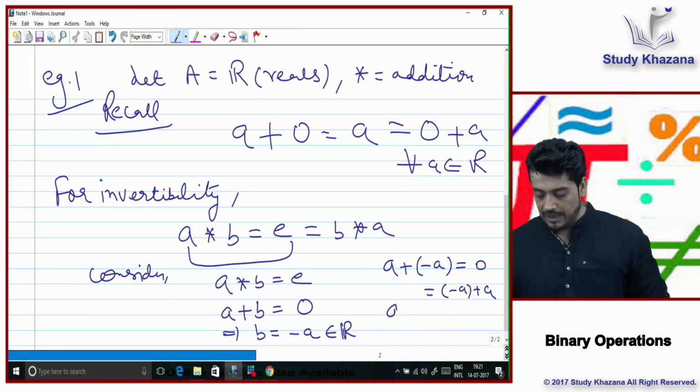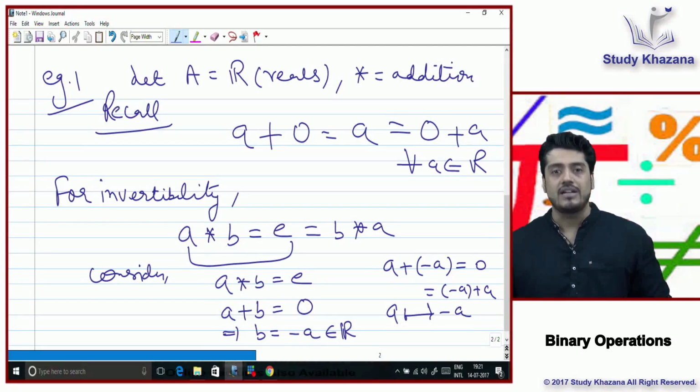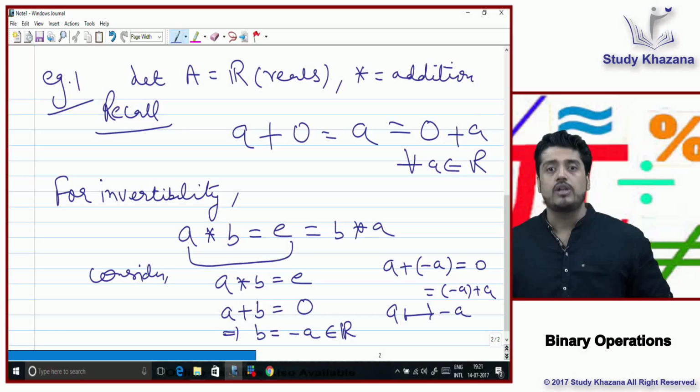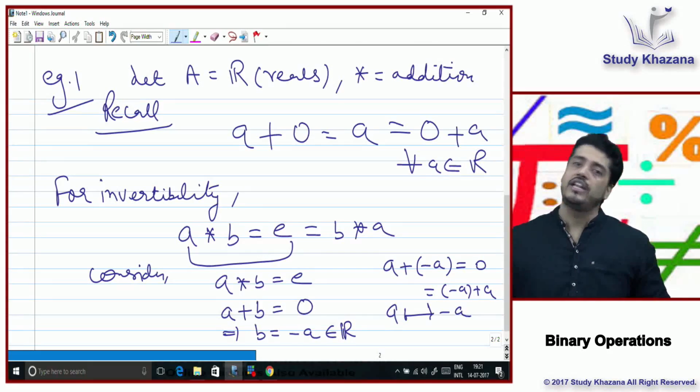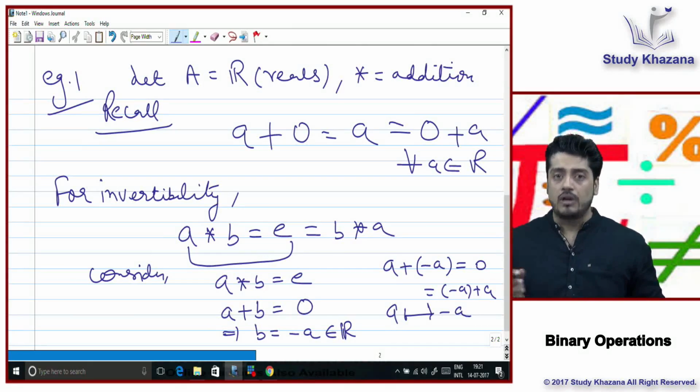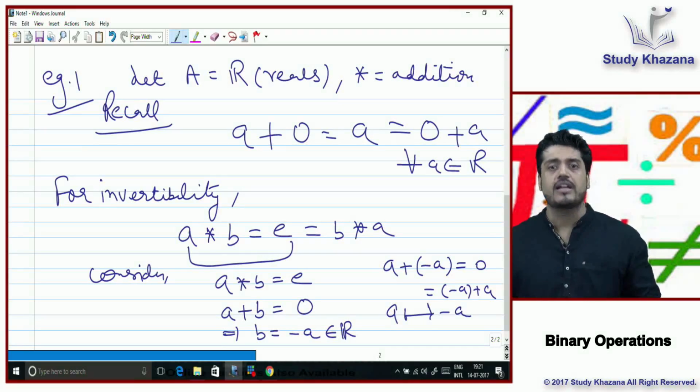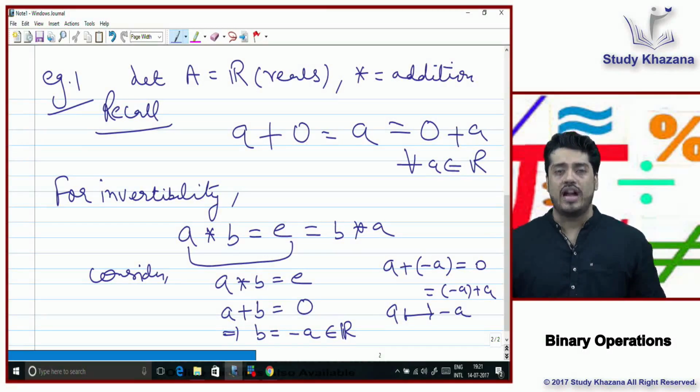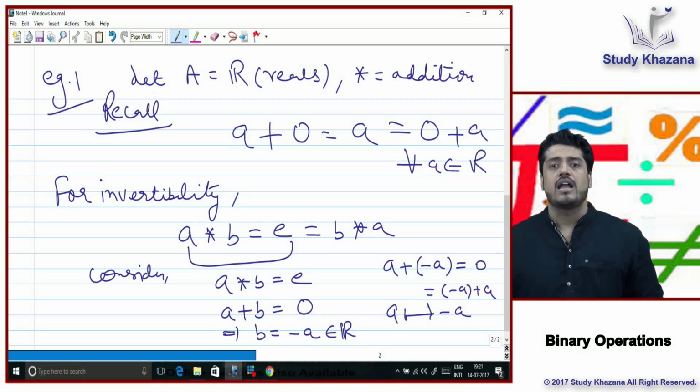What will be the additive inverse of any a? Minus a. For example, the additive inverse of 1 is -1, of 2 is -2, of 3 is -3, and so on. So what we observed in the last, what is my conclusion? That with respect to addition in real numbers, invertible elements exist, and for any a belongs to R, the required inverse is negative of a.